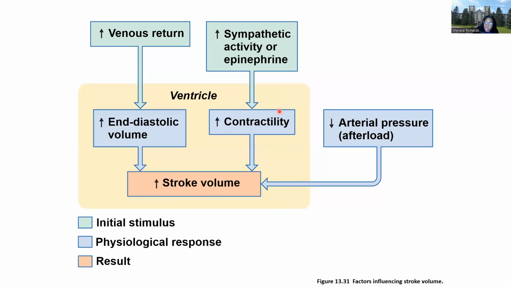If we increase the contractility of the heart, how hard those contractile cells are working, we will increase our stroke volume. And if we increase the end diastolic volume, how much blood has filled into that ventricle, we will also increase our stroke volume, which is how much can be ejected.